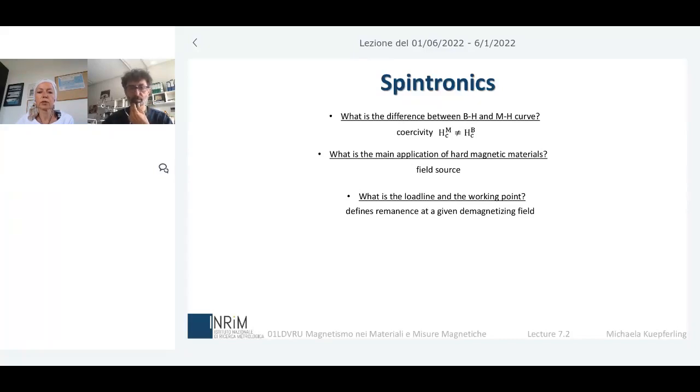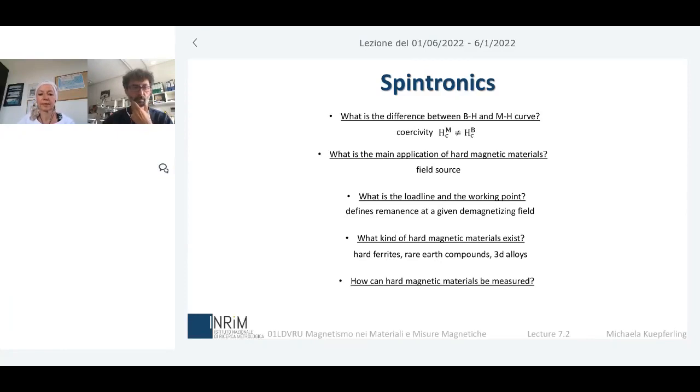So you're usually not working in the remanence exactly, but in the working point. And the load line gives you this point as the crossing point between the load line and the hysteresis curve. What kind of hard magnetic materials do exist? And we distinguished 3 groups of hard magnetic materials: hard ferrites, rare earth compounds, and alloys.